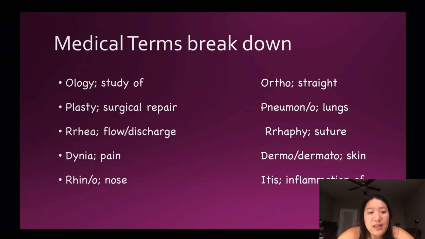Plasty is a surgical repair. Rhea means flow and discharge. Dynia means pain. Rhino or reno is nose. Ortho is straight. Pneumo is lungs. Raphy is suture. Dermo and dermato is skin. Itis is inflammation of.